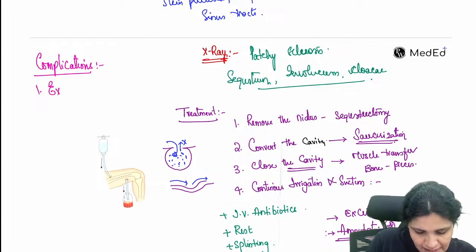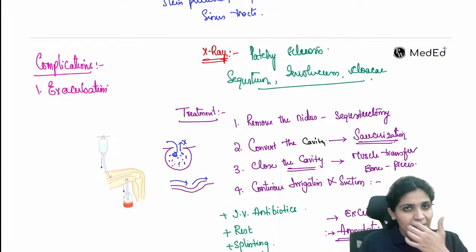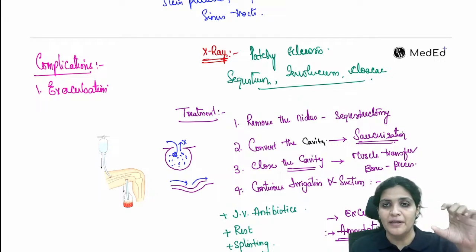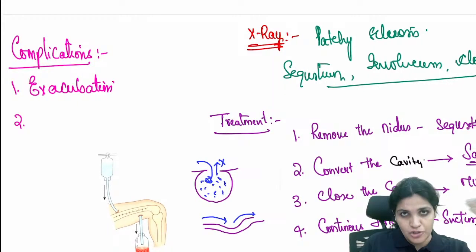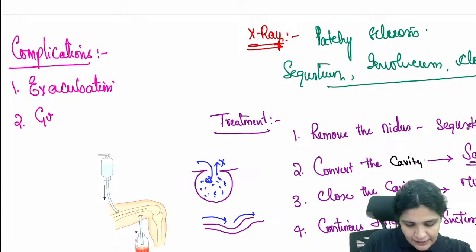So these are called exacerbations. Exacerbation is when, once there is a chronic osteomyelitis, there will be recurring episodes on it. So exacerbation of your chronic osteomyelitis, and again they can lead to growth disturbances.